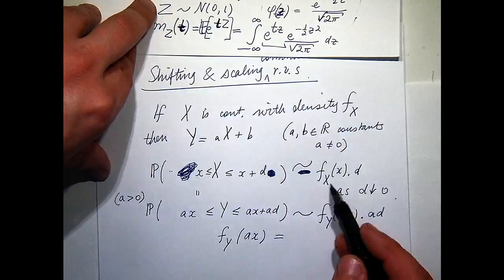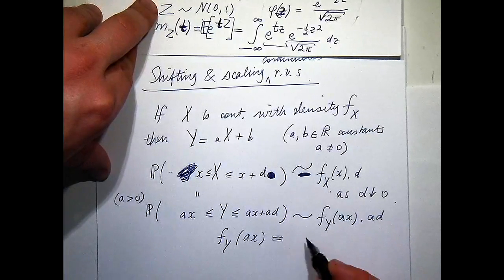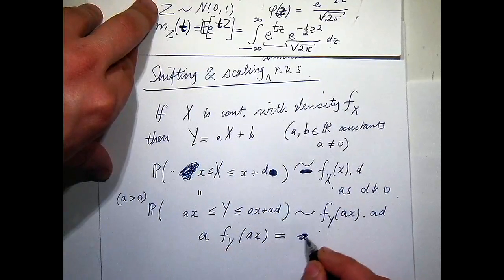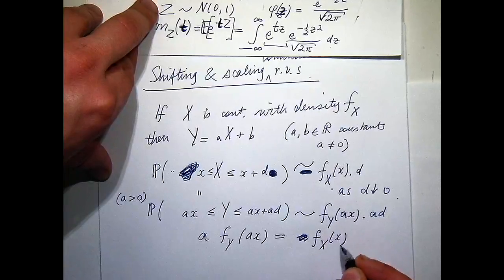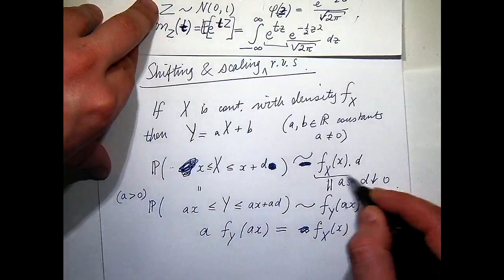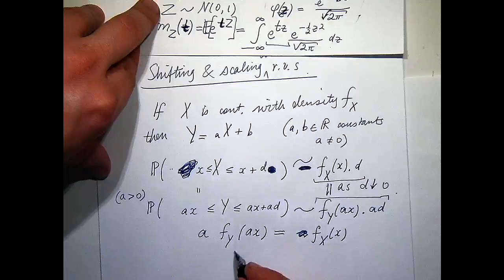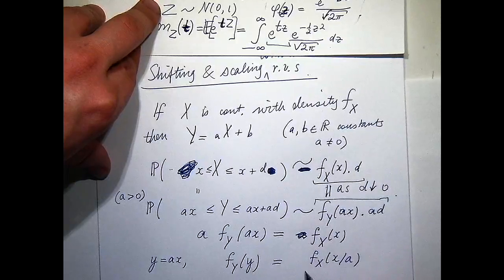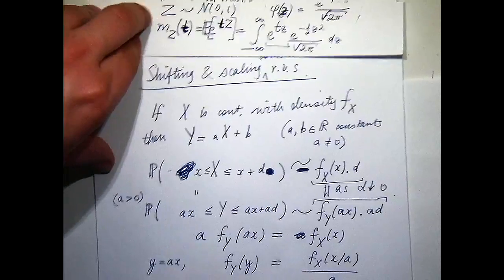these things have to be the same because there's only one possible asymptotic behavior. So this is a times f_Y of aX equals f_X of x, because those things have to be the same. Effectively, this thing has to be the same as that. So f_Y, I'll rewrite it in terms of y equals aX. f_Y of y equals f_X of x, where x is y over a, divided by a, so I have to also divide that by a.